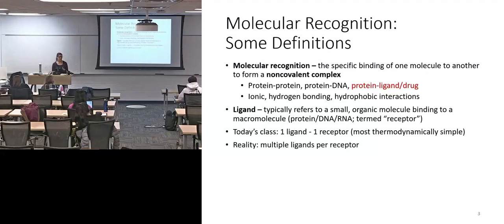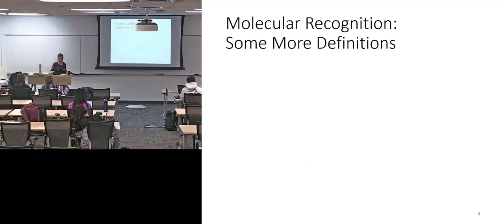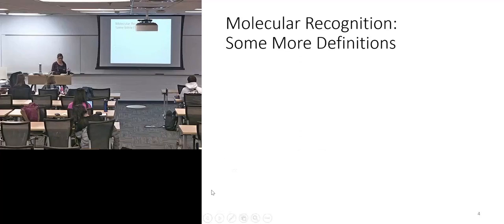Obviously, in real life any given receptor, any given protein or DNA, can bind a lot of things, and when one thing binds, it influences how everything else can bind. So allostery, or allosterics, is when the binding of one ligand is regulating the binding of others. This will be chapter 14, so probably next Wednesday. This is a chapter that didn't used to be included two semesters ago, and I put it back in because I think it's interesting. Oh, there's nothing else on that slide. Okay, so we'll get to that. More definitions.